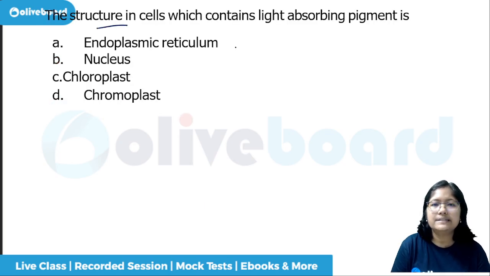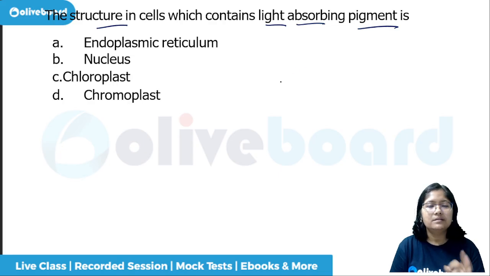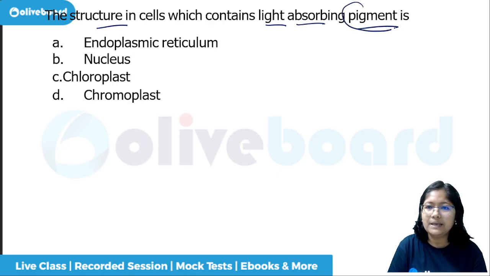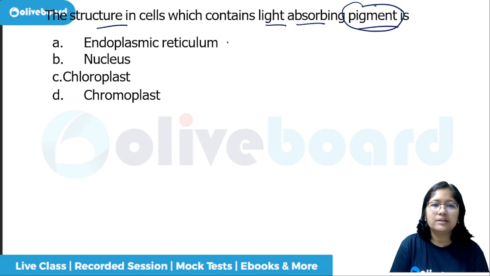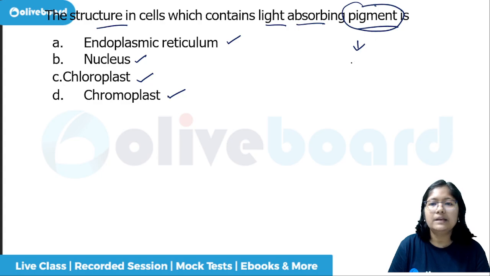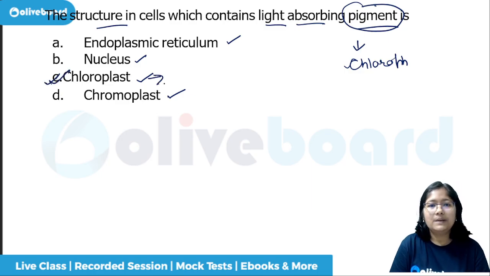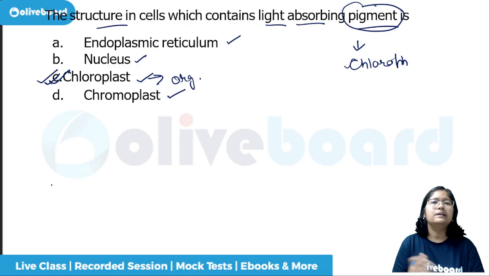The structure in cell which contains light absorbing pigment. So in terms of light absorbing, it is a pigment they are asking, okay? Is it endoplasmic reticulum? Is it nucleus? Is it chloroplast? Or is it chromoplast? Or is it chlorophyll? So please note that the pigment is chlorophyll. But here in the options they have given chloroplast. Chloroplast is the name of the organelle, but since the best option here is chloroplast, we are taking chloroplast.